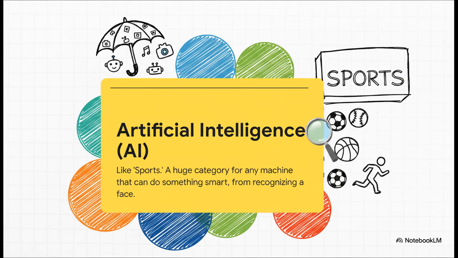To explain the how, you need a really simple analogy. Think of the term artificial intelligence, or AI, like the word sports. It's not one thing. It's a huge, broad category for any machine that can do something that seems smart, whether that's recognizing a face or suggesting a song. It's just the big umbrella.